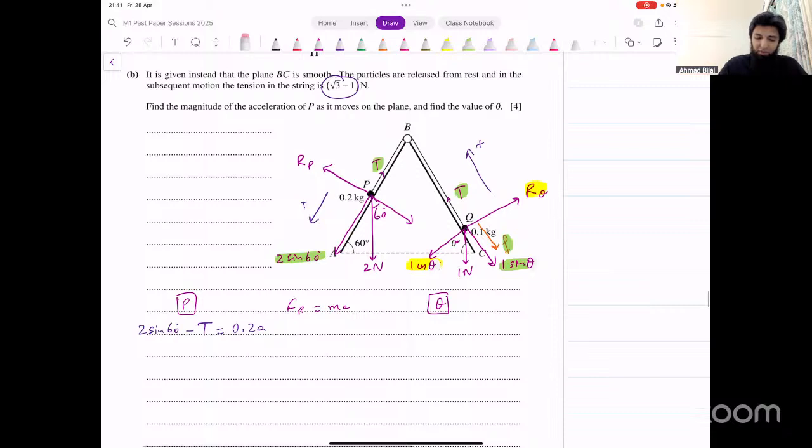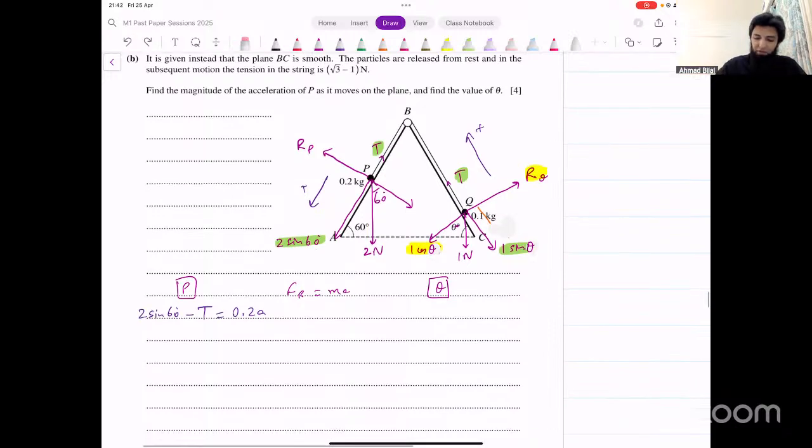Now, since the other plane is also smooth, we can get rid of friction from here as well. That's not going to be there anymore. There's no friction. That means we also don't need this reaction, so we can ignore that as well if we want. What are the forces acting on Q now?